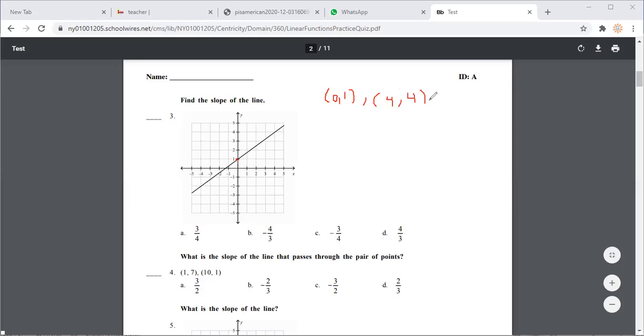Now what do we have to do? We will use the formula. So it will be 4 minus 1, over 4 minus 0. The answer will be A, which is 3 over 4. Thank you. I appreciate your work. Thank you so much. The answer will be A.